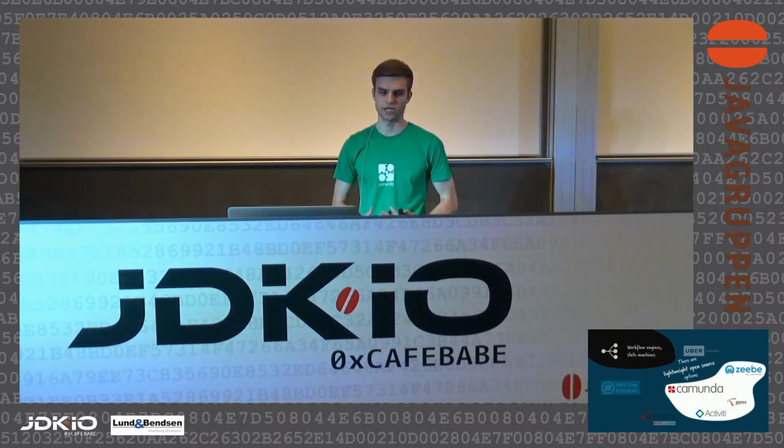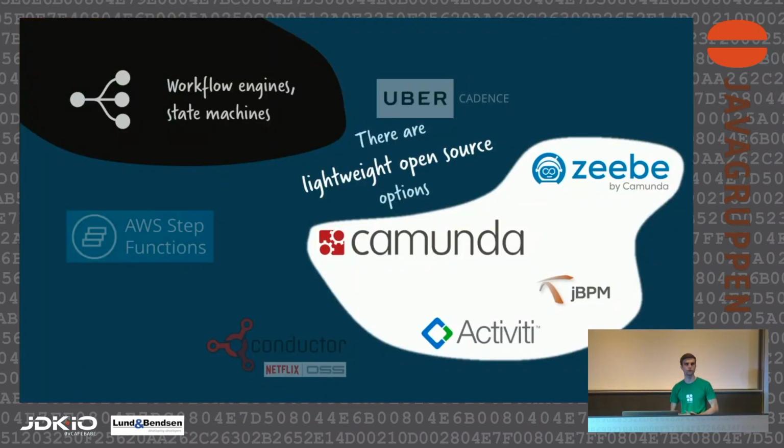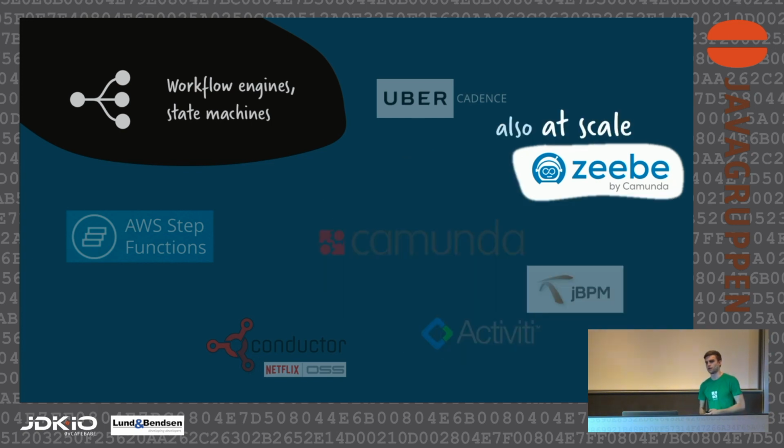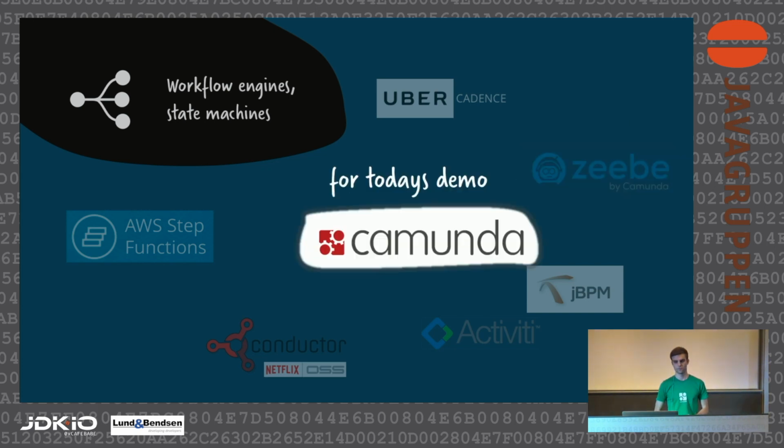And there are also the lightweight open source workflow engines, as we call them, for example Camunda BPM, jBPM, and Activiti. This also works at scale, so also if you have very, very high throughput, and high throughput means more than a few million workflow instances a second that are started in such a system. For today's demo, we're going to use Camunda just because that's the company I'm working for. If you want, you can also try out the other ones, jBPM or Activiti.